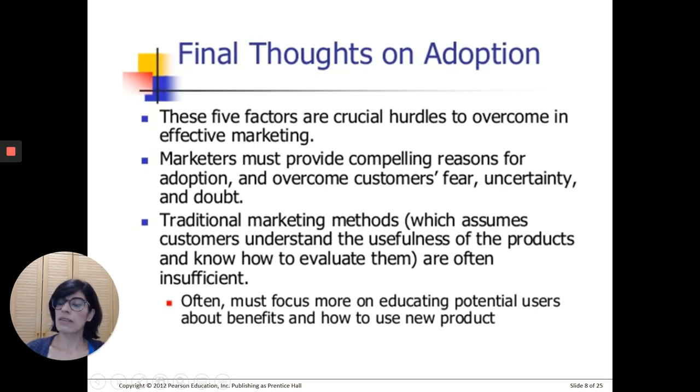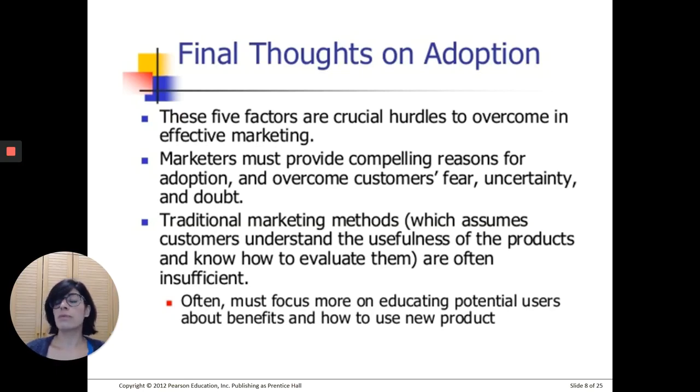So these 5 factors we talked about are quite crucial hurdles to overcome when it comes to marketing your product or service effectively. So you as a marketer of your product have to find a compelling reason for adoption of your product and allow the customers to easily overcome their fear, their uncertainty, and their doubt about this product, especially when it's new. So traditional marketing methods that assume customers understand how useful a product is and they can evaluate themselves don't often work in this situation.